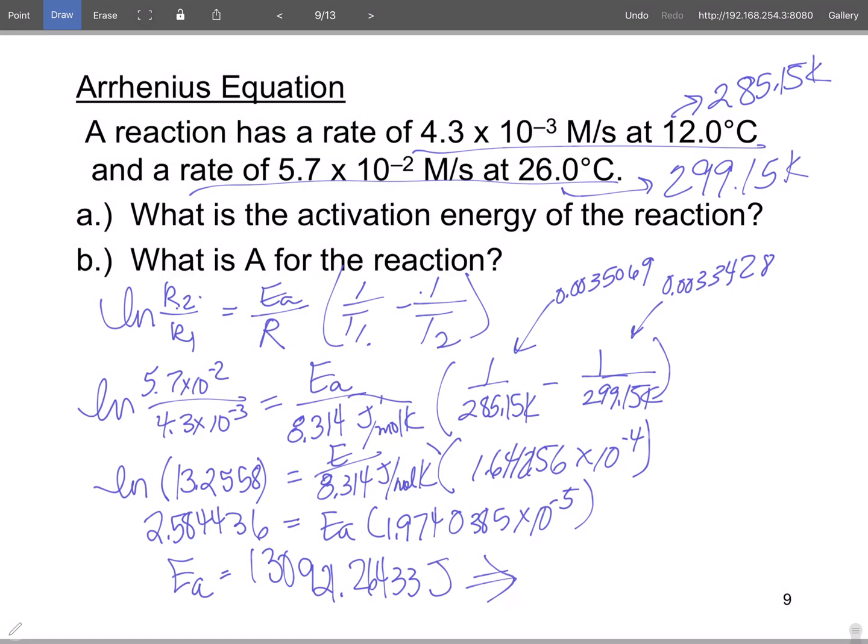So if you use 4 significant figures, it'd be 130900 joules. Some people like to put it in kilojoules. It's still 130.9 kilojoules. Whatever floats your boat, as long as if you use it again, your units will cancel. So notice it's a big number. That's to be expected. Activation energies tend to be a little bit on the high side. Okay, the higher they are, the more possibility a reaction will not proceed.